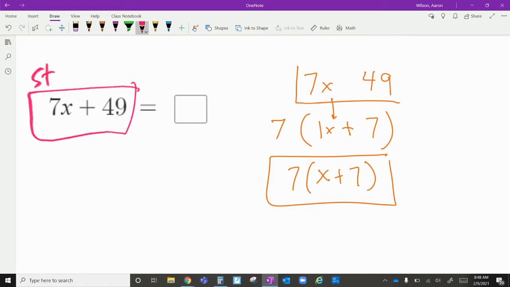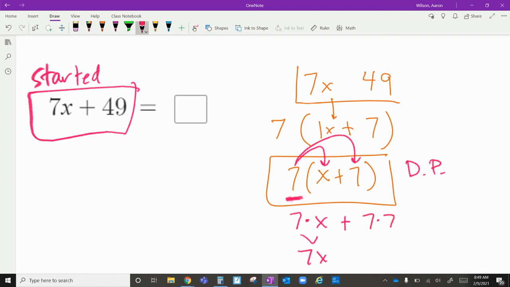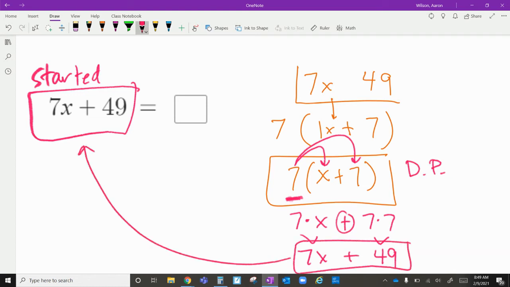This is where we started. So now I'm going to do the distributive property. Remember, distributive property says that you take a value outside the parentheses, like our 7, and distribute it, meaning multiply it by the values or the terms inside the parentheses. So what is 7 times x? Well, 7 times x is simply just 7x. Then we're supposed to add this with, of course, 7 times 7. What is 7 times 7? 7 times 7 is 49. And then we just bring down our addition sign, and looky there. We ended up right where we started.